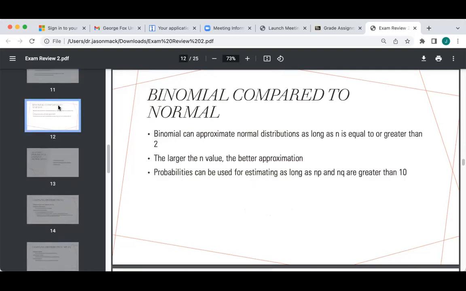For binomial compared to normal distributions, binomial can approximate normal distributions as long as n is equal to or greater than 2. The larger the n value, the better the approximation. Probabilities can be used for estimating as long as the np and nq values are greater than 10.